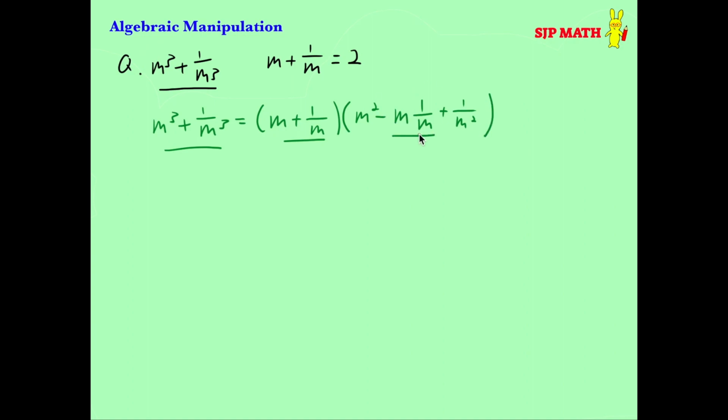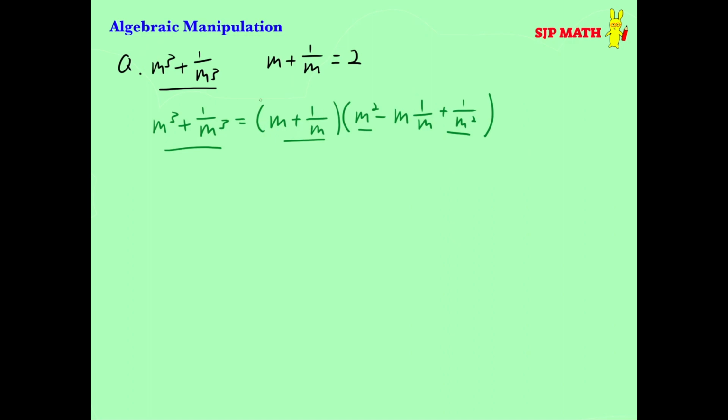Then what is m squared plus 1 over m squared? If we find m squared plus 1 over m squared, then we can just plug 2 into here, and then we'll calculate the value for m cubed plus 1 over m cubed. So we just need to find m squared plus 1 over m squared, and you can try that on your own. So pause this video and try the rest of the problem by yourself.